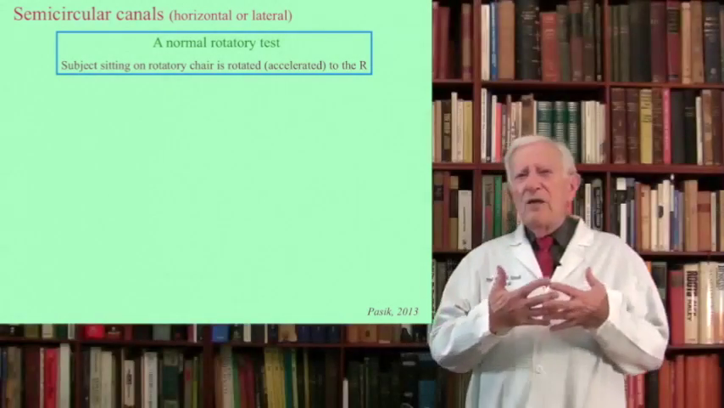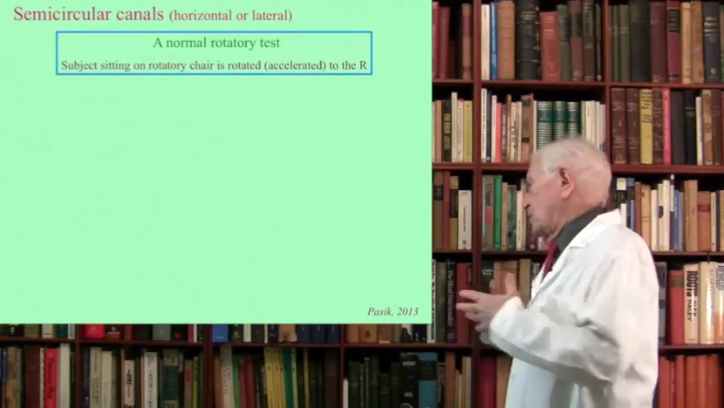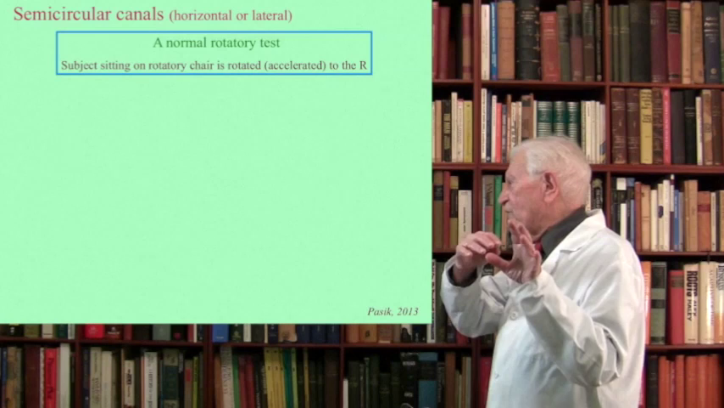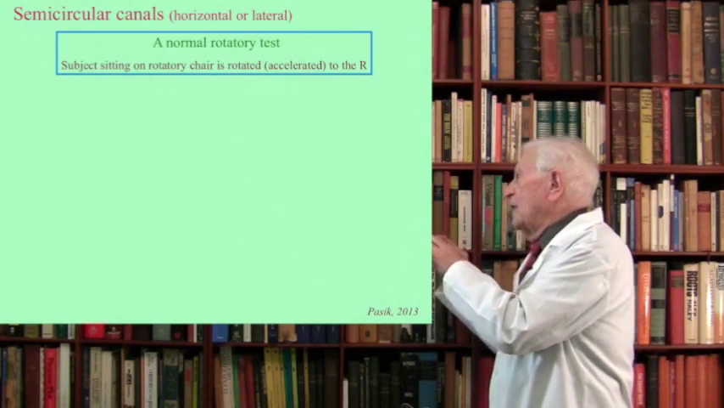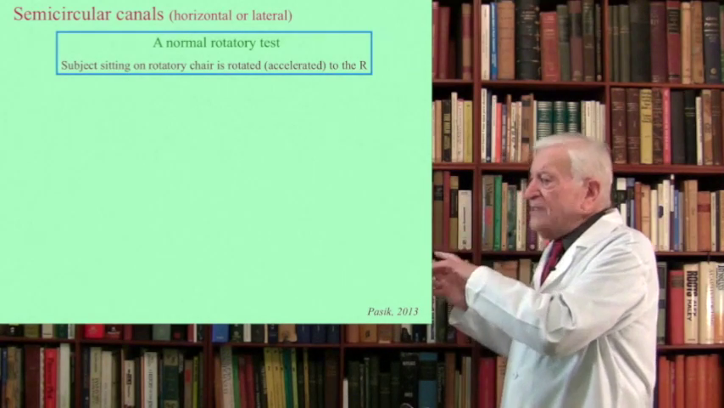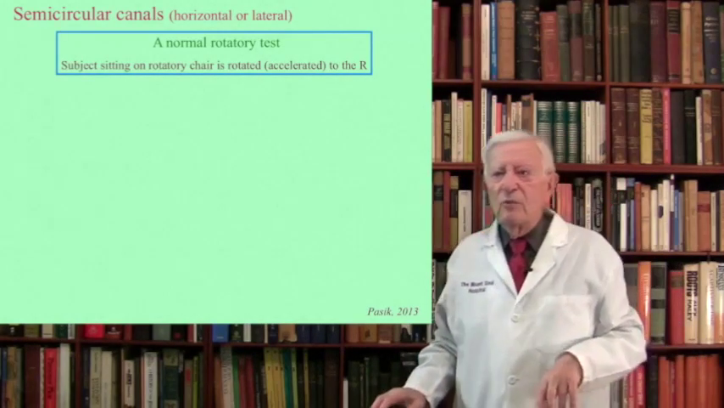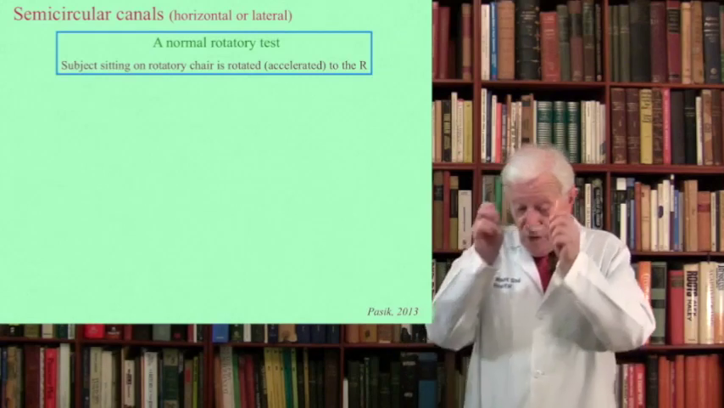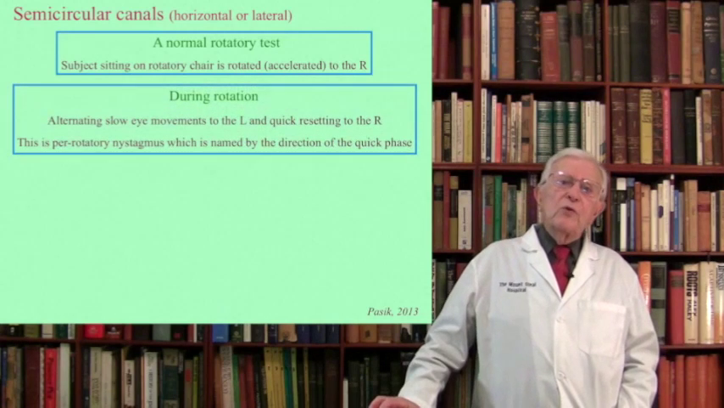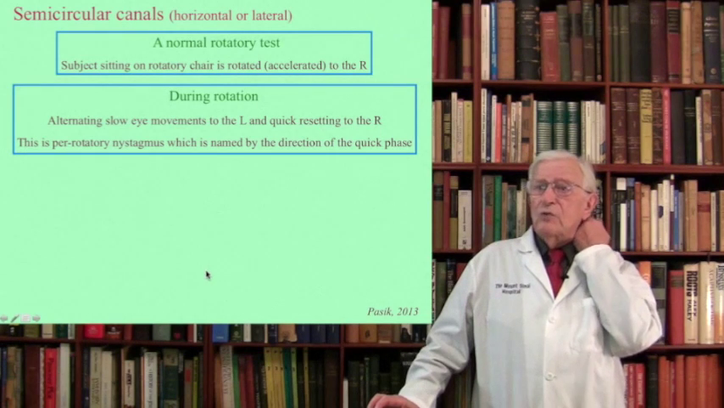So that means that if you turn the head and rotate the whole body to the right, the eyes will go slowly to the left and fast to the right. That means that the nystagmus is called nystagmus to the right, in spite of the fact that the actual origin is the slow deviation to the left produced by the vestibular system. I hope I didn't confuse you much. All right. Now, during the rotation, there is this alternation of slow eye movements to the left and quick resetting to the right, right?